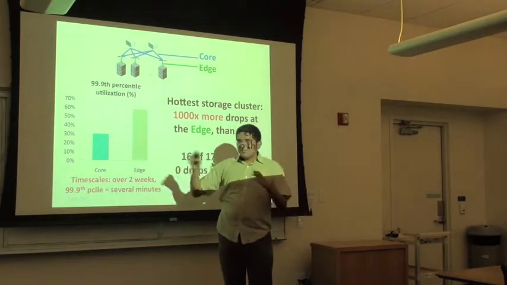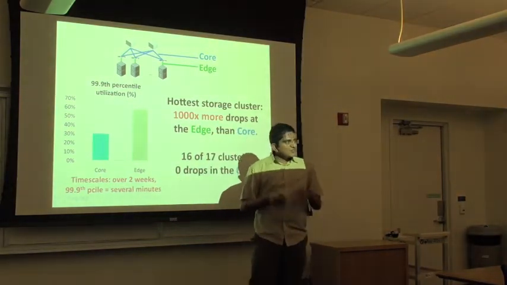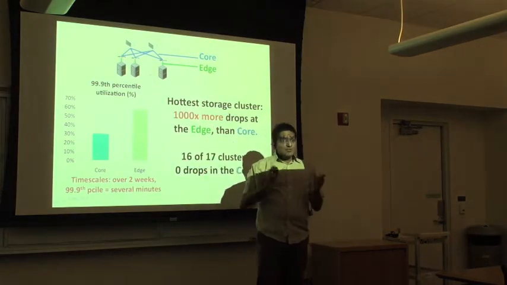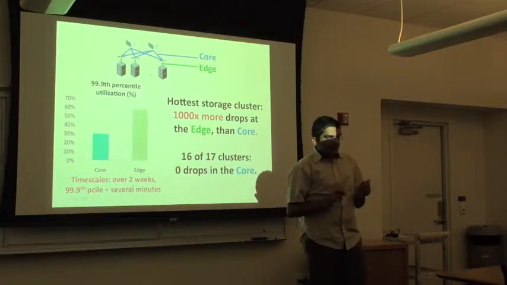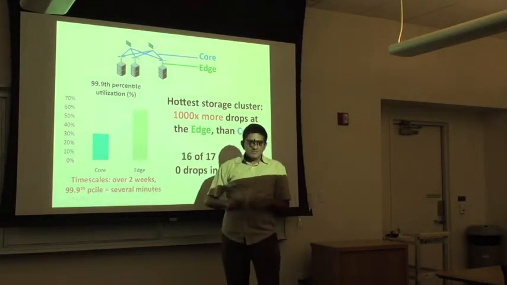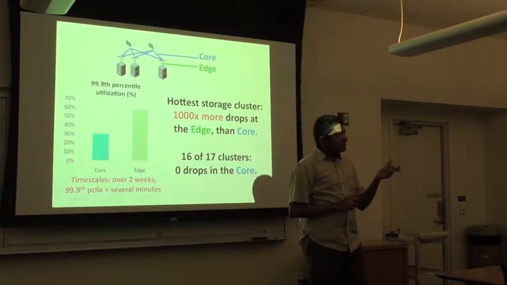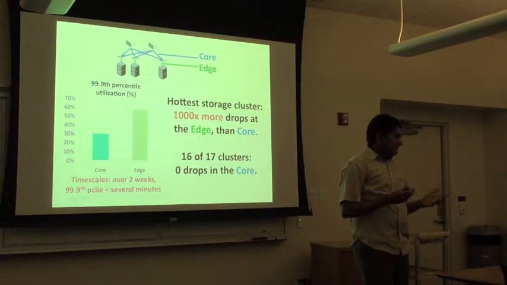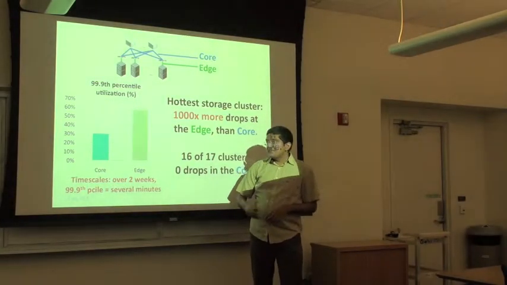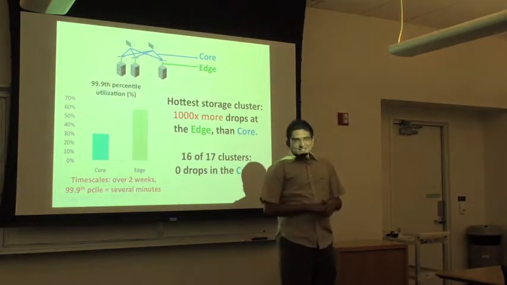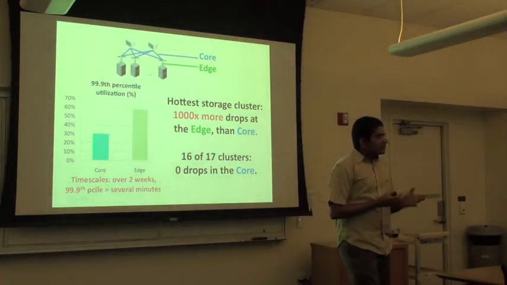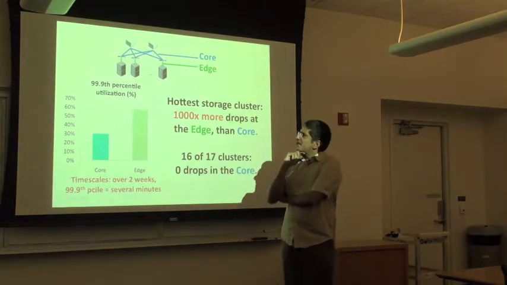And while this gives you macroscopic views of congestion, we also looked at drop counters from all the links, which are cumulative, so they're accumulated over a period of 3 weeks. And we found that in the hottest clusters, for every packet that's dropped in the core of your network, there are over 1,000 packets getting dropped at the edge. And packet drops are a sure indication of congestion happening in the network. And in fact, in 16 of the other 17 clusters that we saw, there were no packet drops happening at the core. So why is this the case?